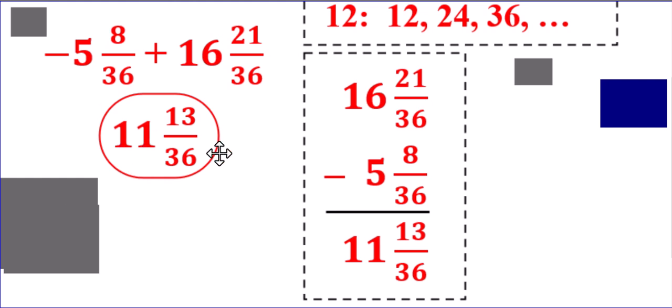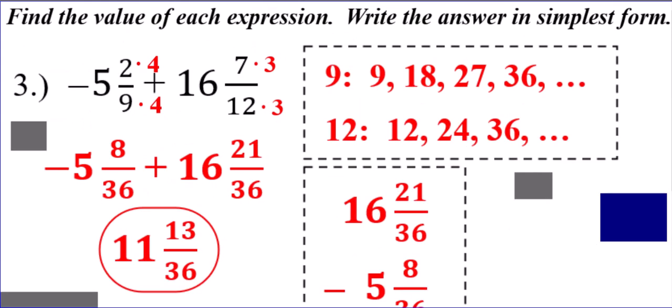Now, you should have asked yourself if this could reduce. 13 is only divisible by 13 and 1. If this was 26, then yes, I could have reduced them both by 13. But since it's 36, 13 cannot make 36. It can make 39, but it cannot make 36. So this was already in simplest form.